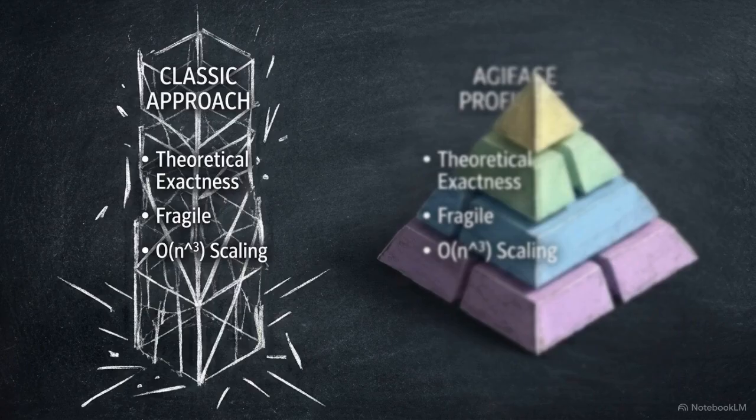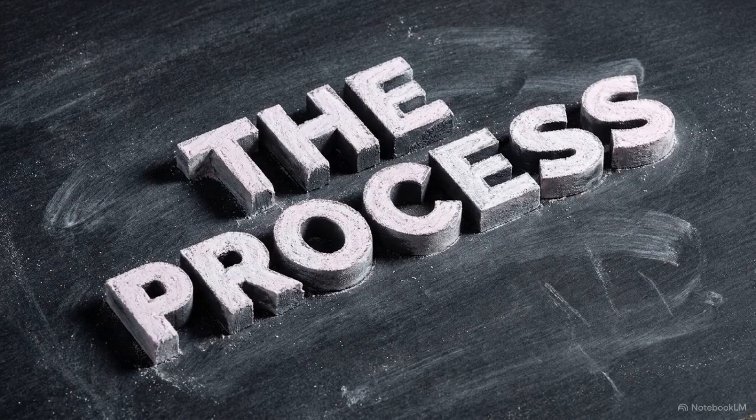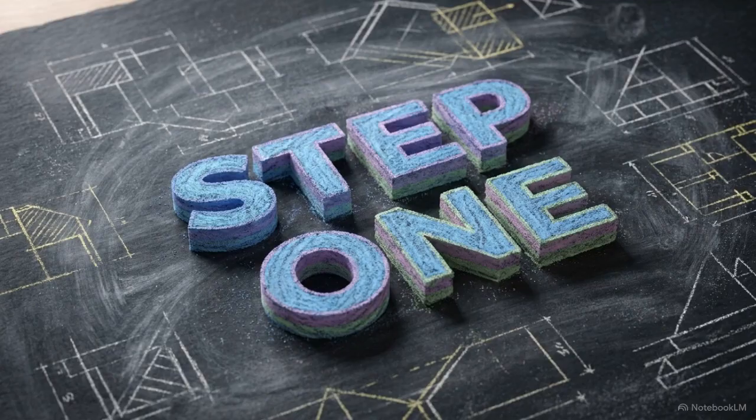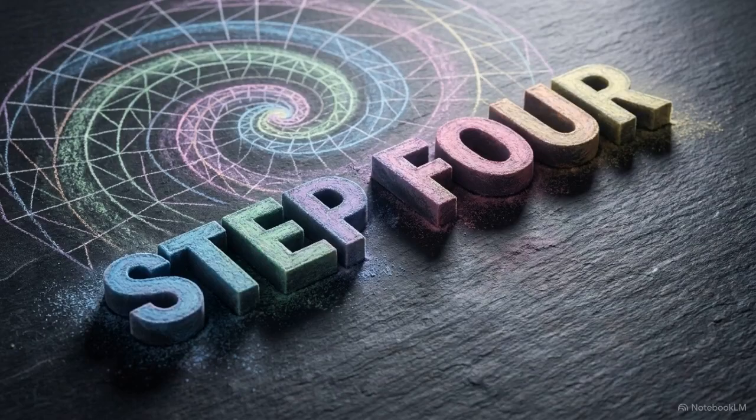This comparison table shows why the method is so powerful. Direct methods offer theoretical exactness, but are fragile and slow down exponentially. The Banach iterative method provides an approximation, but it is fast for sparse matrices and inherently recovers from numerical errors as it iterates. The workflow is a precise 4-step process. Convert the system, verify row sums, iterate the formula, and trust the contraction.